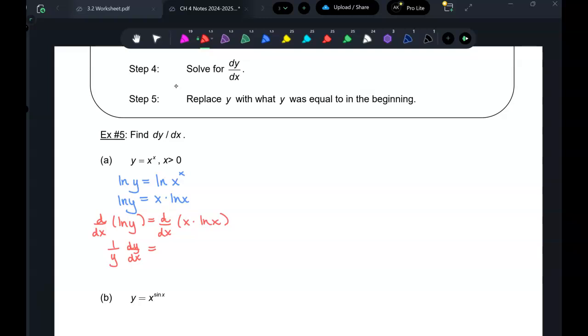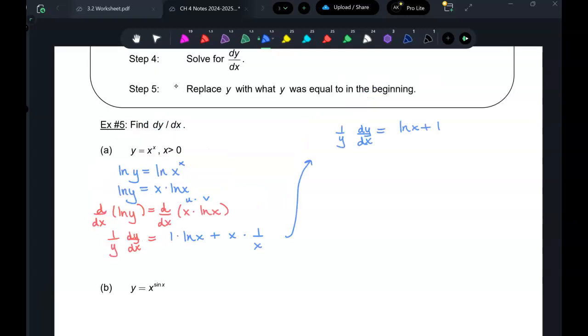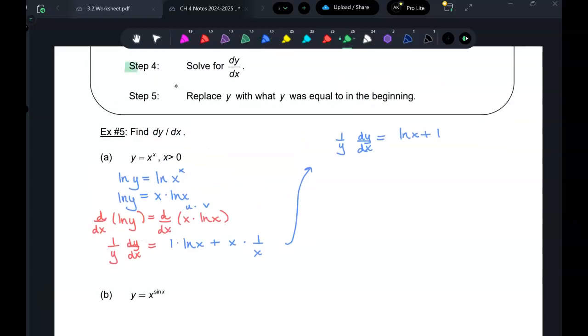Now on the right side, I have to look at this as a u times v situation. And the nice thing about the right side, everything is in terms of x. So derivative of x is 1 times natural log of x plus x times 1 over x. So isn't that just 1? That is. Okay, so I have 1 over y dy dx equals natural log of x plus 1. Step 4, solve for dy dx. So I want to just multiply both sides by y.